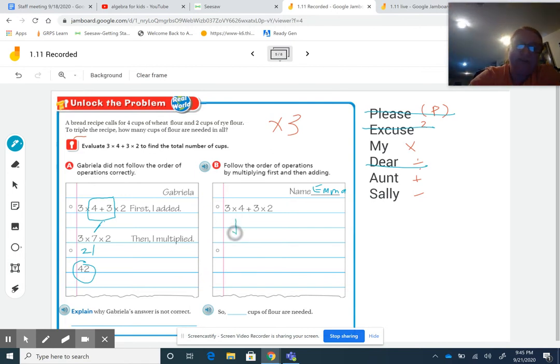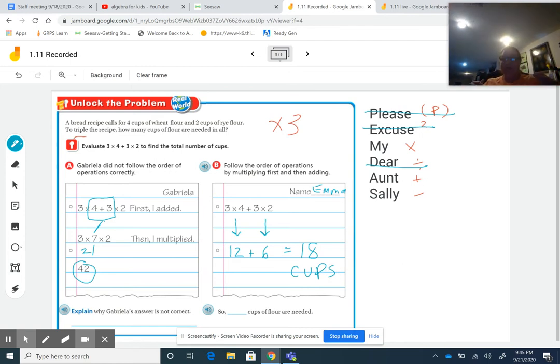What is 3 times 4? 3 times 4 is 12. And then we have 3 times 2. 3 times 2 is 6. So now we can add those together, and 12 plus 6 is 18. So she's going to need 18 cups. Don't forget your unit, okay?